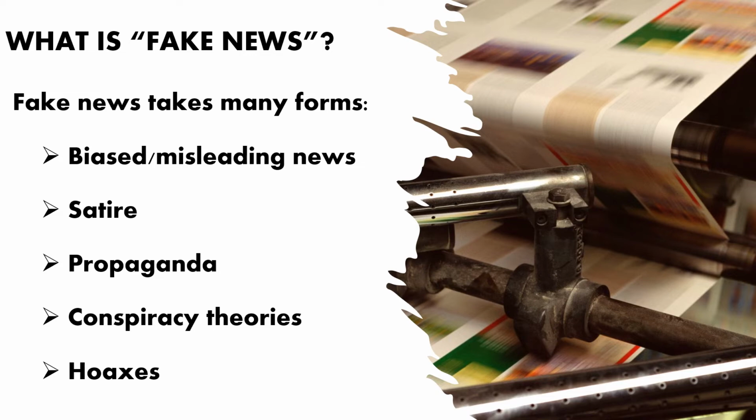Biased or misleading news can arise even among the most reputable sources if the reporter or news source doesn't have all of the facts, or if these facts are not interpreted correctly. Propaganda and conspiracy theories often start with kernels of truth that are misrepresented or exaggerated to promote a particular interpretation of someone or something.